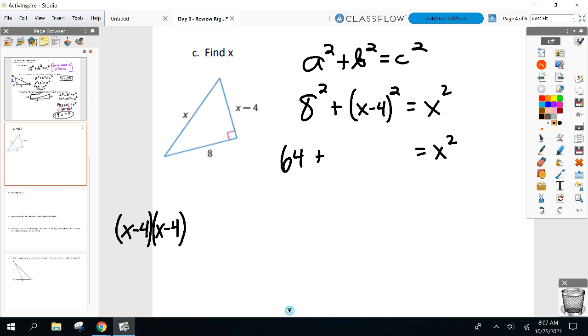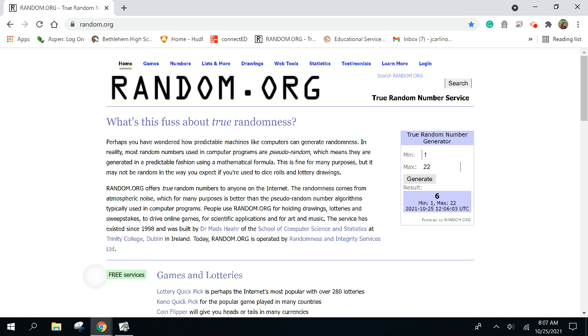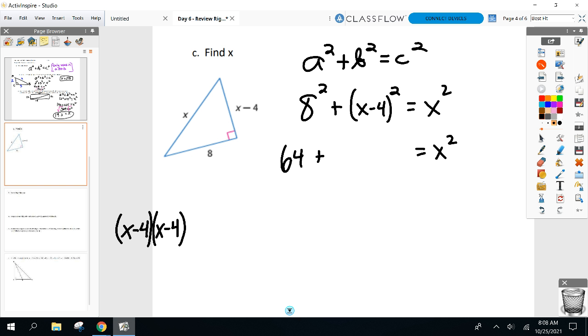Okay, what did you get when you double distribute or FOIL? Not looking for any final answers. I just want to know x minus 4 times x minus 4. Ryan, go ahead again. X squared minus 4x minus 4x plus 16. Perfect. Good job. All right, there it is. When you double distribute, if you need help with that, got to get in here.